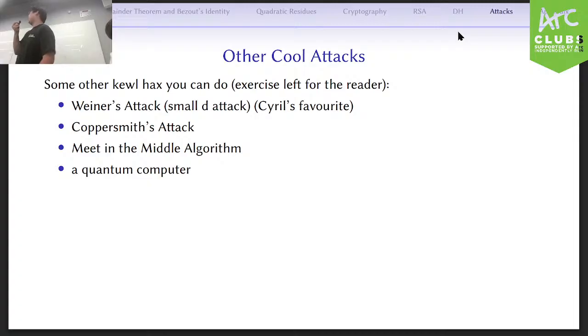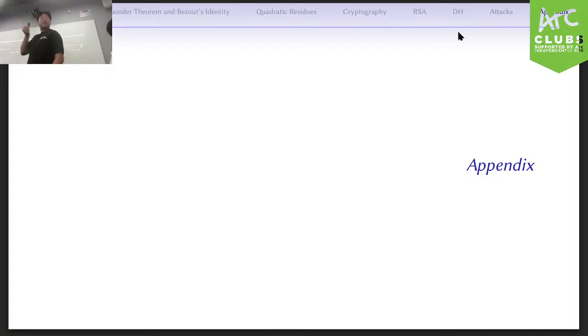And finally, if you have a quantum computer, it's GG already. All of these problems rely on the fact that you don't have a quantum computer, and they're solved quite quickly by Shor's algorithm. But luckily, quantum computers are really bad right now. So we still have a while before we need to look at those quantum options for cryptography. Cool. That's all.